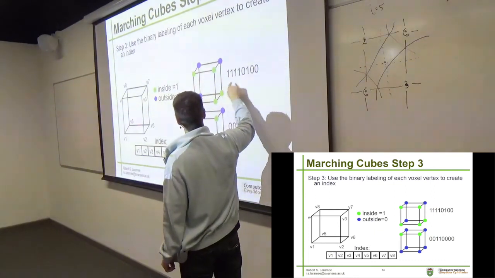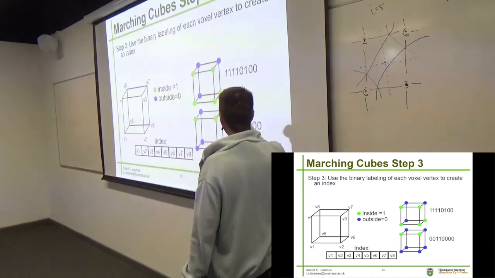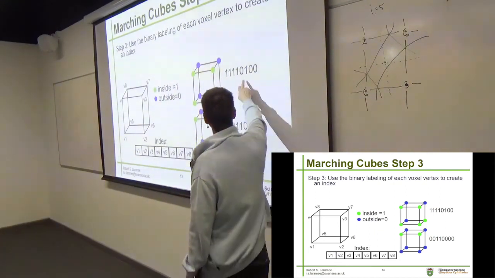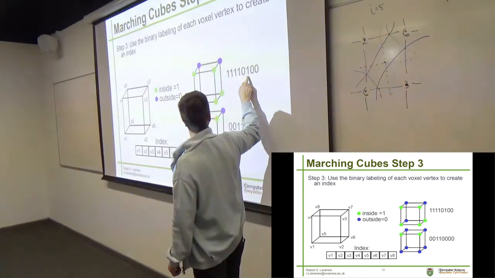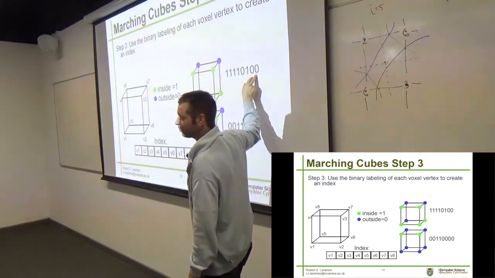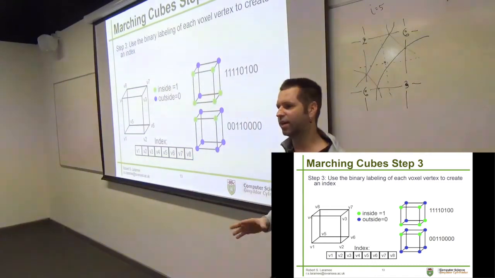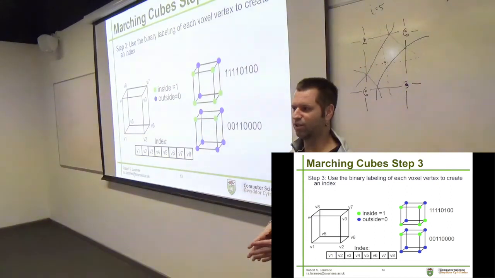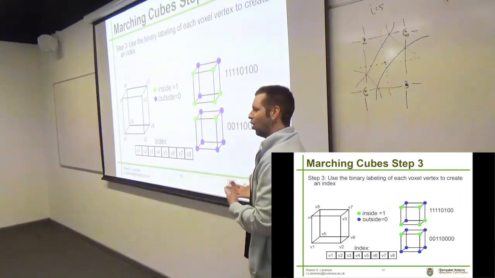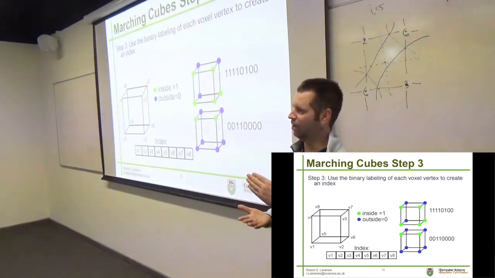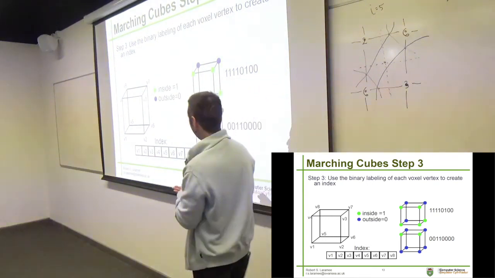Those four bits correspond to these four data points. They're all inside the ISO surface in this example. This one's outside, so it gets a 0. This one's inside, it gets a 1, and so on. So we use that information to build an 8-bit index. And I haven't said what the index is used for. Right now it's just a random 8-bit index. But it encodes whether the vertices are above or below whatever ISO value the user has chosen.